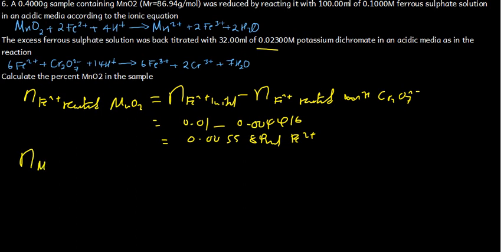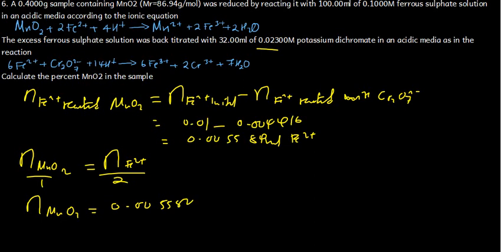So number of moles of manganese dioxide over 1 should be equal to the number of moles of what? Iron 2 plus over 2, comparing the mole ratios. And so that will give us number of moles of manganese oxide being equal to number of moles of iron 2 plus. We've already calculated those as 0.005584. So just divide by 2. That is going to give 0.002792 moles of manganese oxide. So these are the moles which reacted.